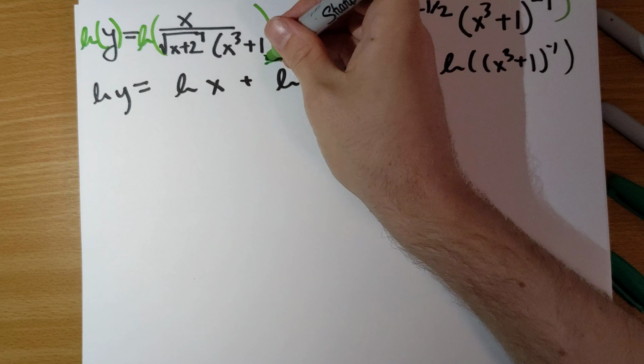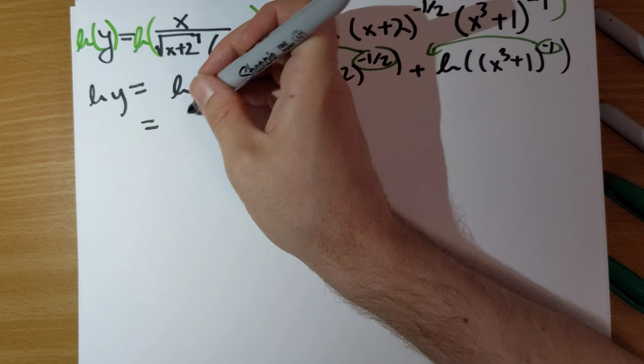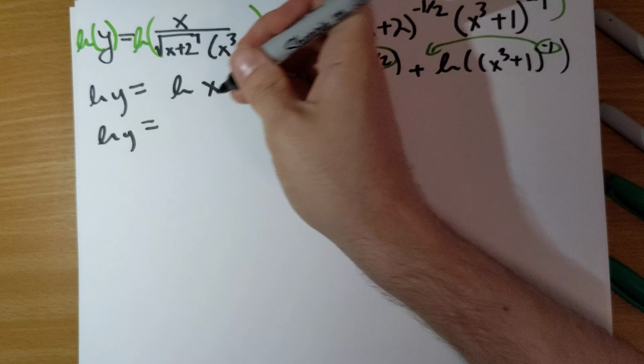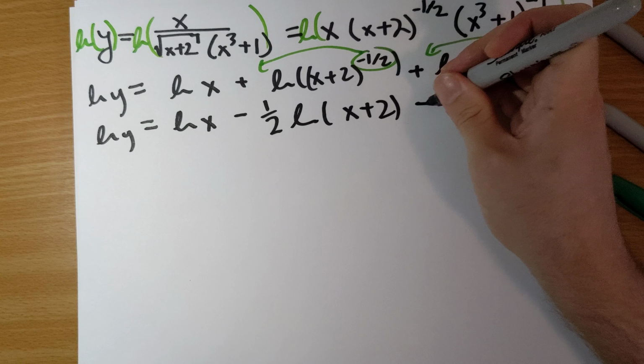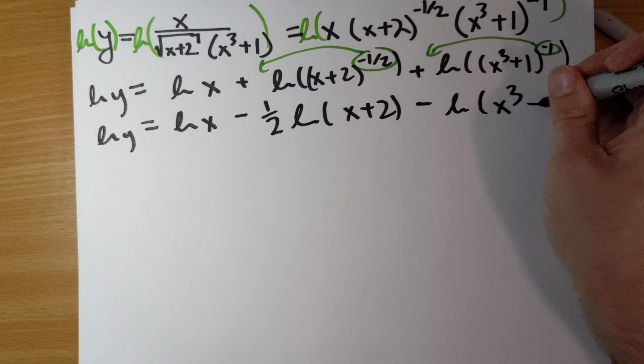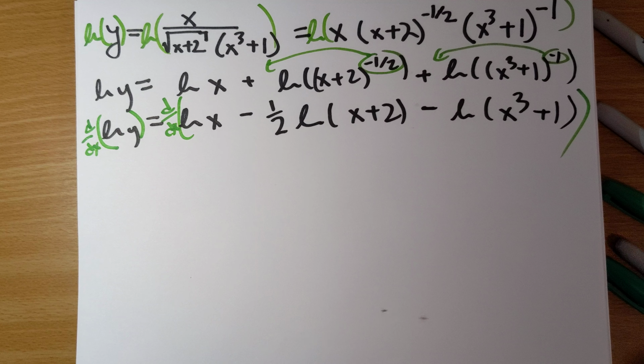And for these exponents, we also know by logarithm properties we can pull those down out in front. So natural log of y is equal to natural log of x minus 1/2 times natural log of x plus 2 minus natural log of x cubed plus 1. Okay, so at this point now, we're ready to take the derivative, with respect to x everywhere.